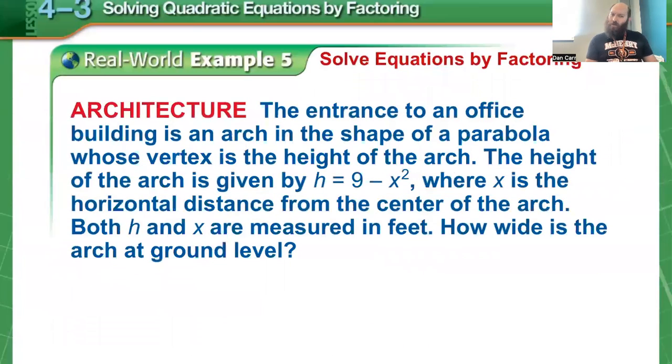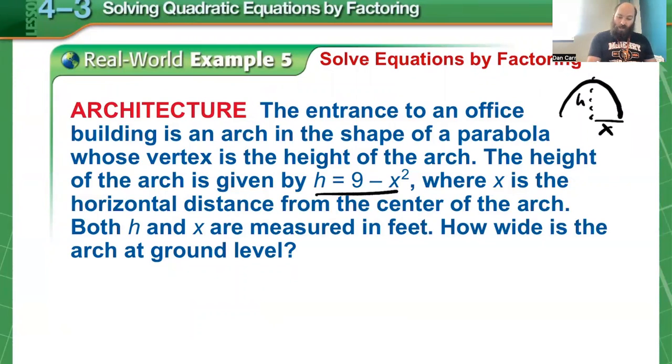And oh yeah, we'll just do this one as a factoring idea. So the entrance to an office building is an arch in the shape of a parabola, whose vertex is the height of the arch. The height of the arch is given by this equation, where x is the horizontal distance from the center of the arch. So very roughly speaking, it looks like this. Okay, that's my x. And then this is my height idea, okay? Both h and x are measured in feet. How wide is the arch at ground level?